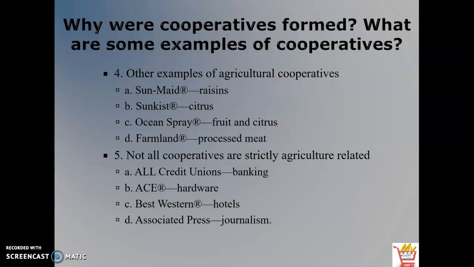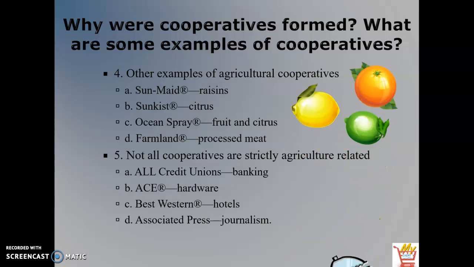So some other examples of cooperatives: Sunmade, Sunkissed, Ocean Spray, Farmland Meat, all farmer-owned agricultural cooperatives, marketing cooperatives. There are other cooperatives that aren't necessarily tied to agriculture. Any credit union, if you bank at a credit union, that's a form of a cooperative. Ace Hardware stores are a cooperative. Best Western Hotels, Associated Press, journalism, those are all cooperative based institutions that aren't necessarily just in agriculture.